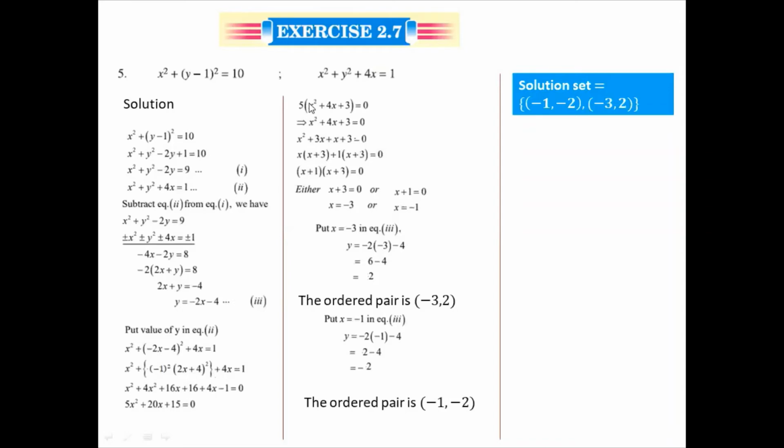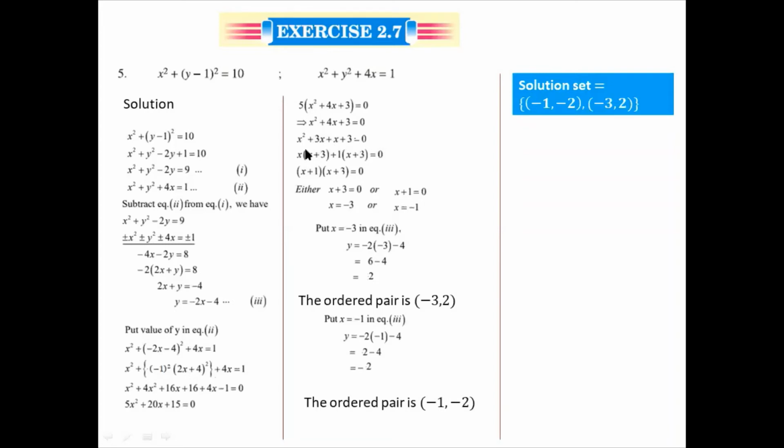Now we can take 5 as common. Dividing both sides by 5, we have x square plus 4x plus 3 is equal to 0. Now we can factorize this quadratic equation. The two factors are 3x and x. So x square plus 3x plus x plus 3 is equal to 0.